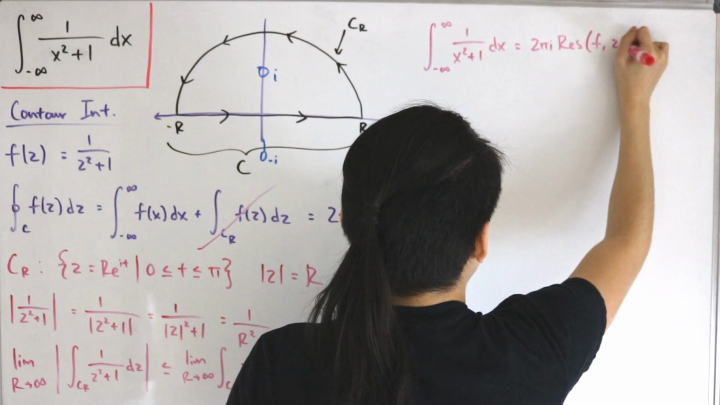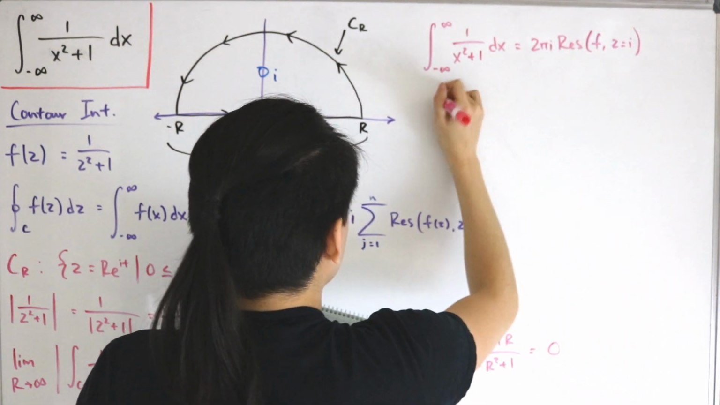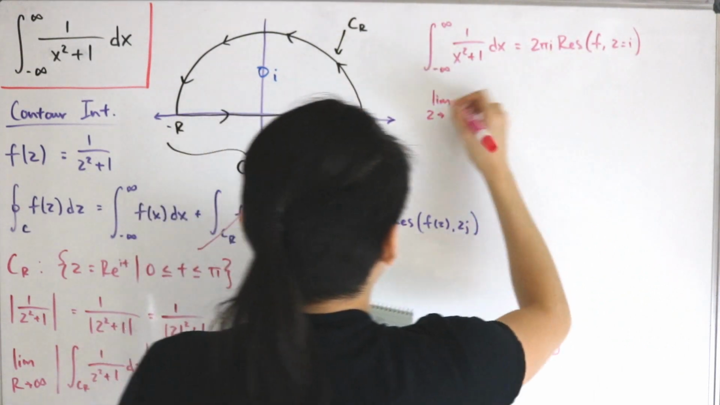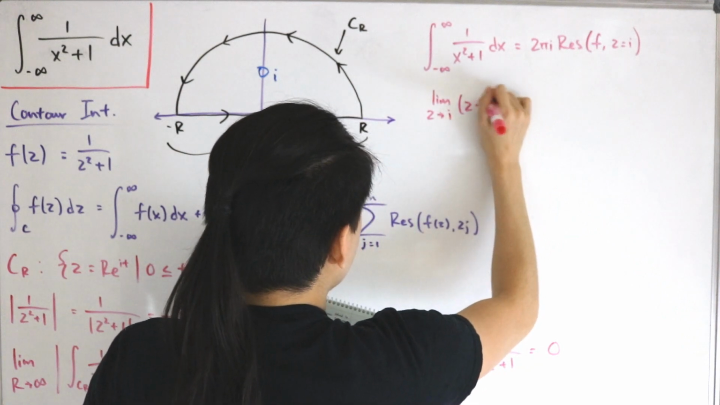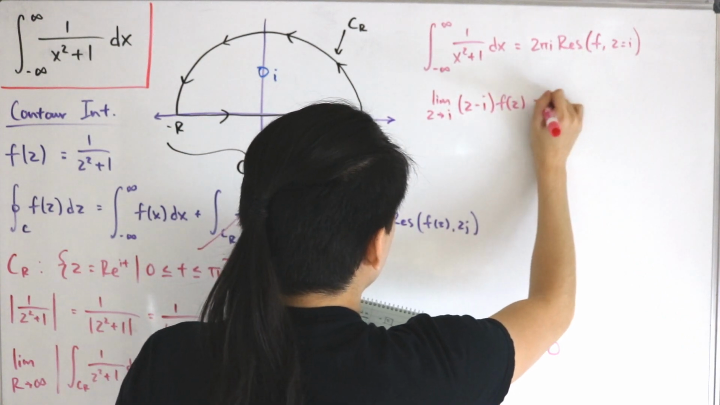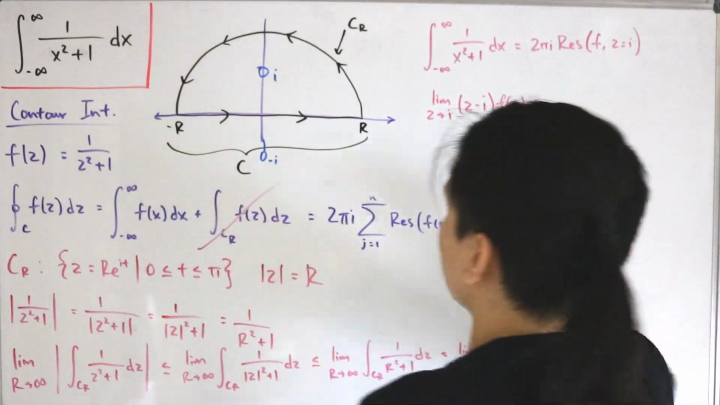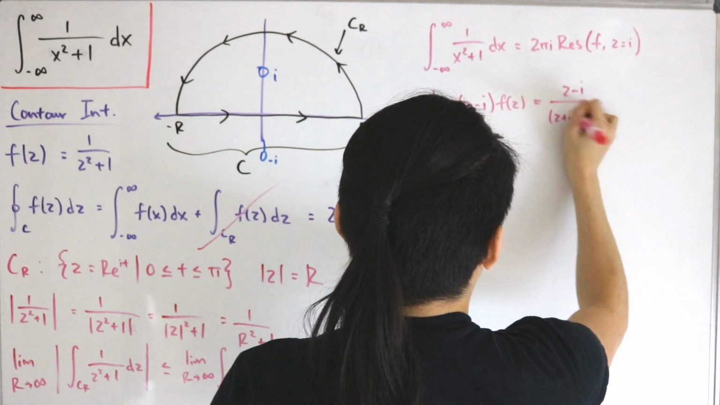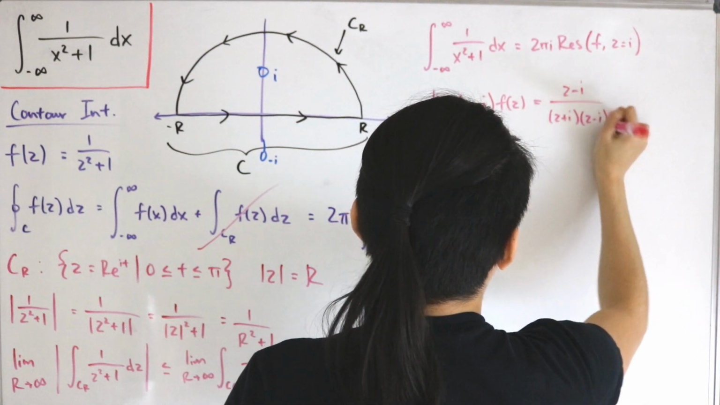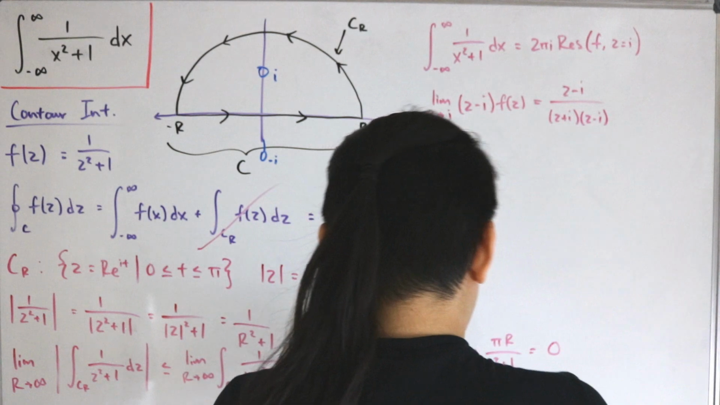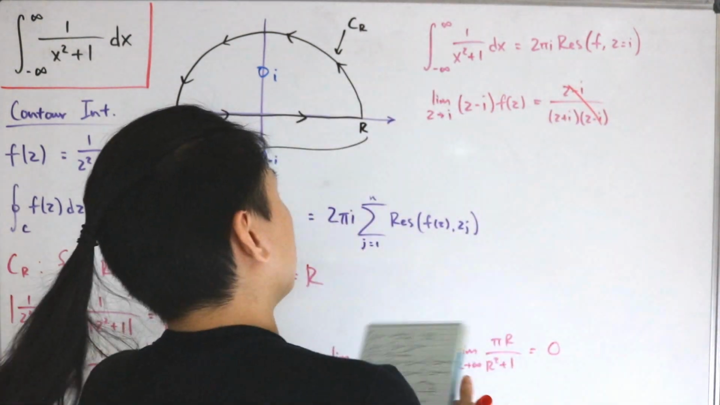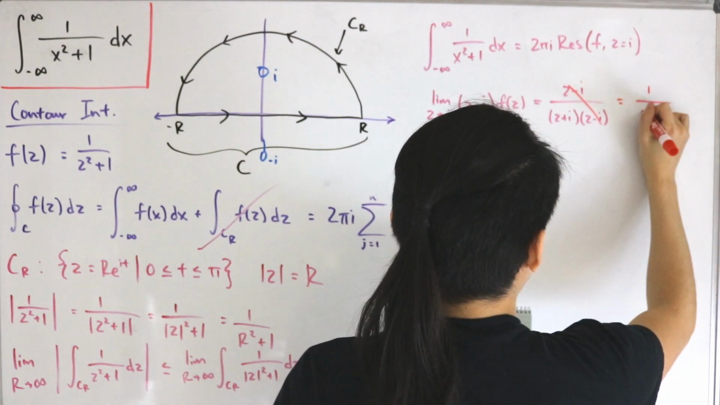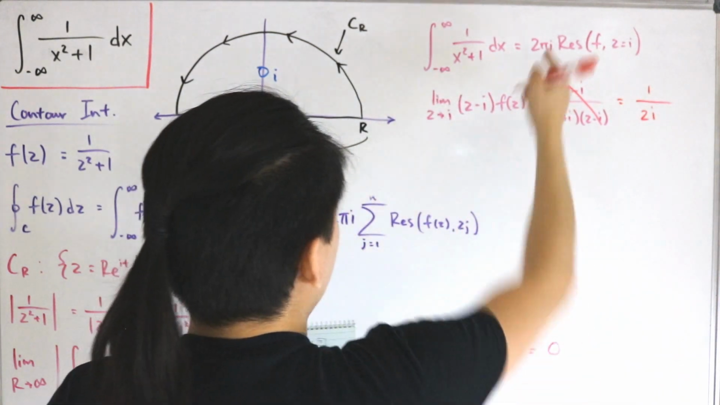So f at z equal to i. We know that calculating the residue at a pole is the limit as z approaches that pole, which is i, of z minus i times your f of z function, which we decomposed as 1 divided by z plus i times z minus i. The z minus i is going to cancel out. I know I forgot to write the limit, but that's okay. If we plug in i there, this is equal to 1 divided by 2i. Now just put that back in.